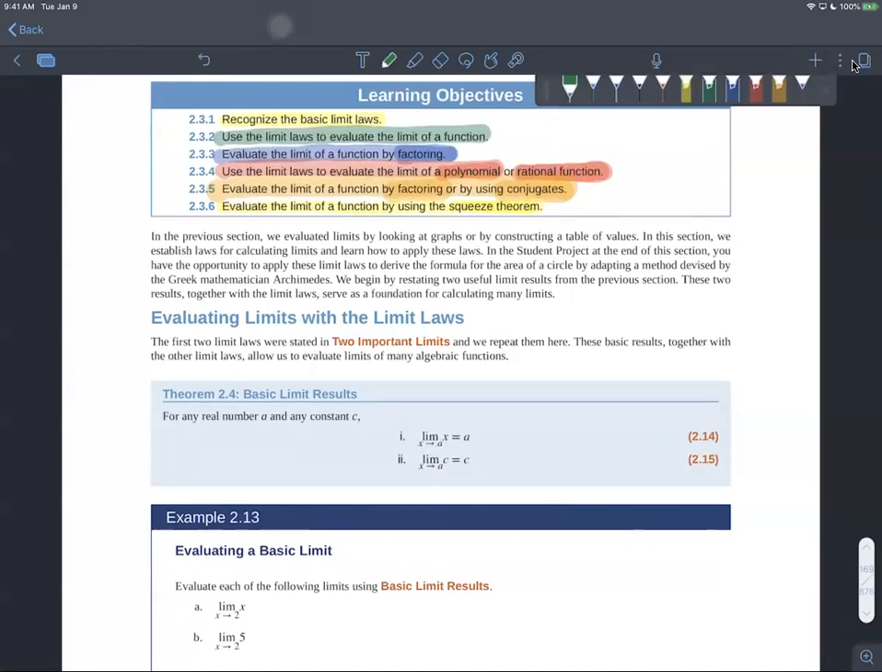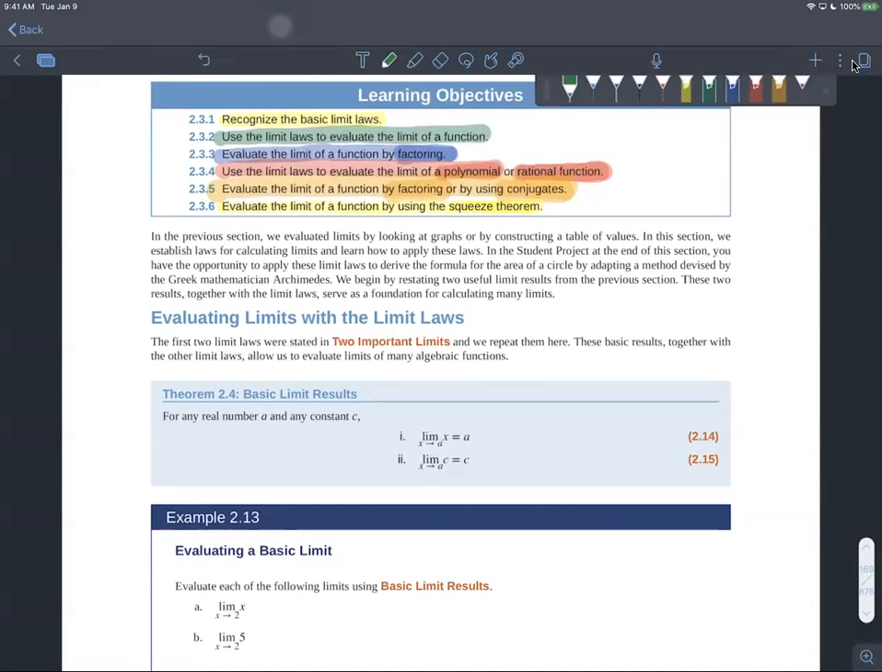In the student project at the end of this section, you have the opportunity to apply these limit laws to derive the formula for the area of a circle by adapting a method devised by a Greek mathematician, Archimedes. We begin by restating two useful limit results from the previous section. These two results, together with the limit laws, serve as a foundation for calculating many limits.